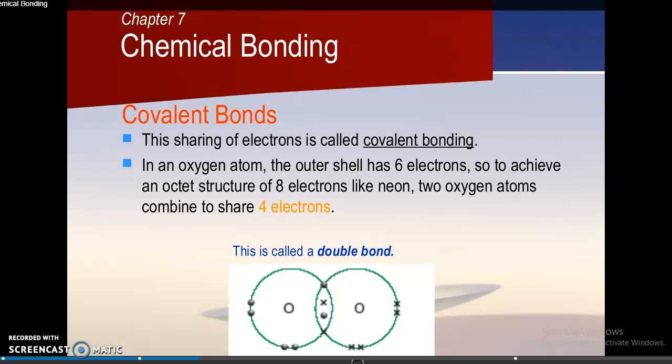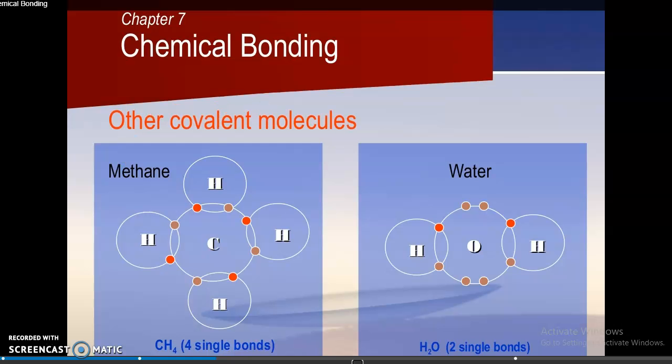Sharing will take place between the non-metals. For example, here is the diagram for oxygen. The group number of oxygen is 6, so valence electrons are 6. Every oxygen will share 2 electrons. So overall a total of 4 electrons, or 2 pairs of electrons, will be shared to make O double bond O. The oxygen molecule has a double covalent bond.